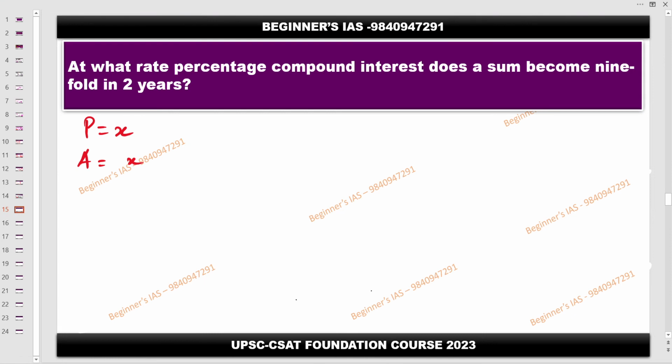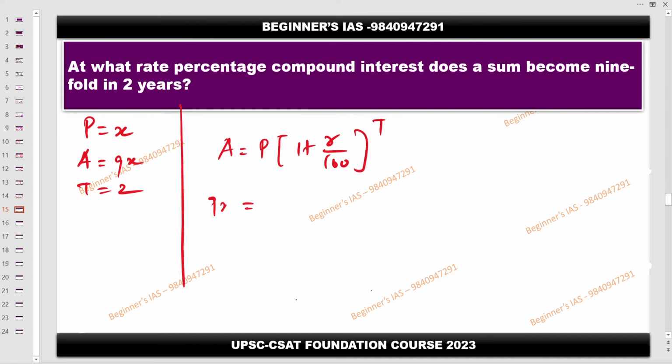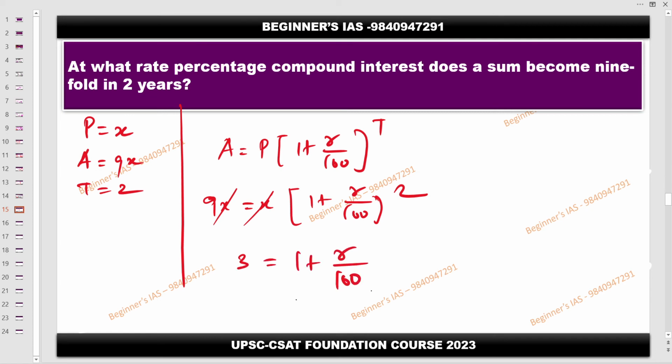9-fold in 2 years. Therefore A is equal to 9x, and T has been provided as 2. Compound interest, so A is equal to P into (1 plus R by 100) the whole power T. Apply here 9x, here x, then (1 plus R by 100) the whole square, x and x get cancelled. Taking square root on both sides, it becomes 3 equals 1 plus R by 100. Then 2 is equal to R by 100, from 3 minus 1. So therefore R is equal to, just cross multiply, you will get 200%. Clear?